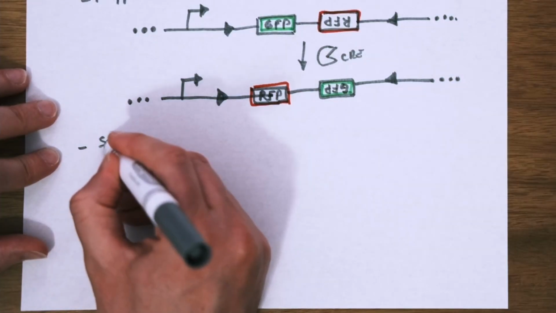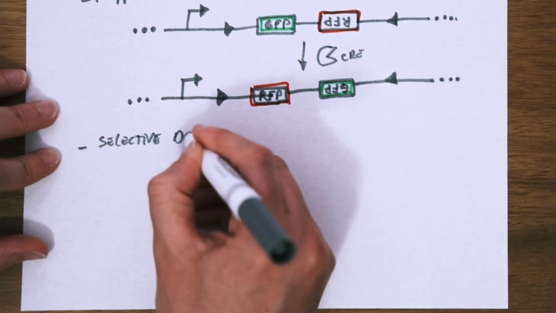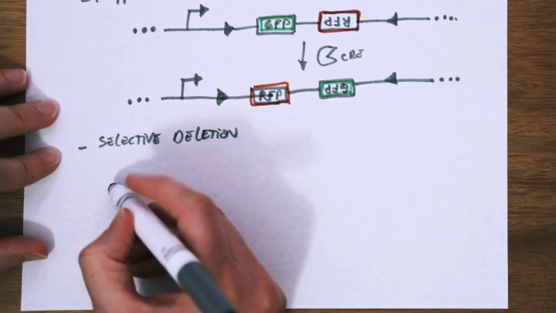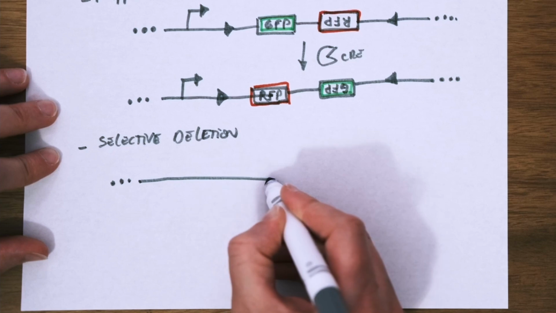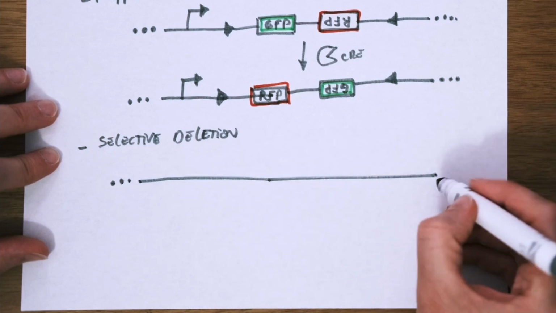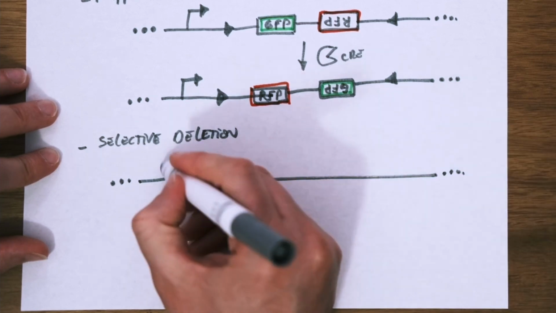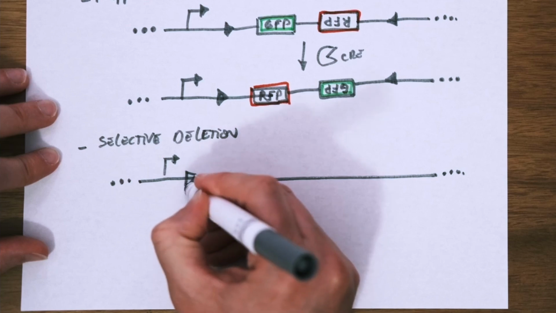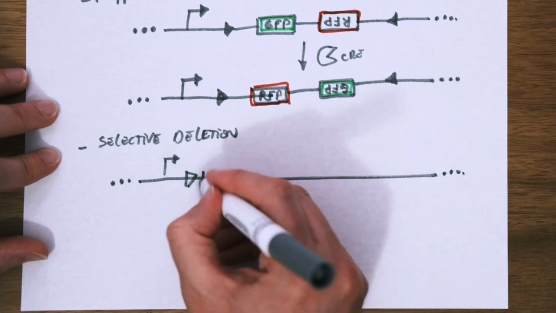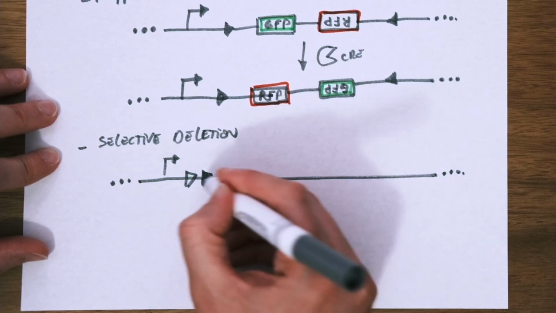So this is the selective deletion strategy. In this case, for example, a classic way of using this is, again, you have your genome, you have a promoter, then you have a classic LoxP site, then you have a variation that we will differentiate.